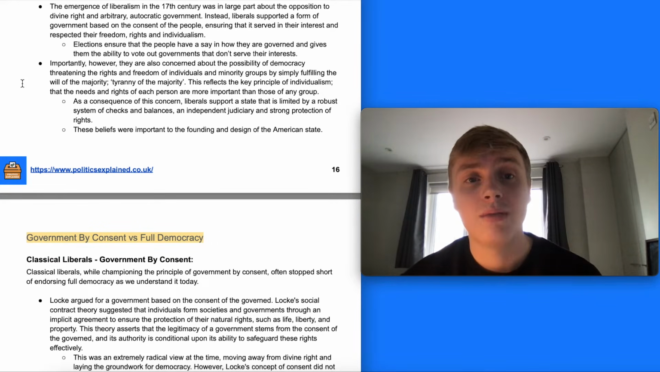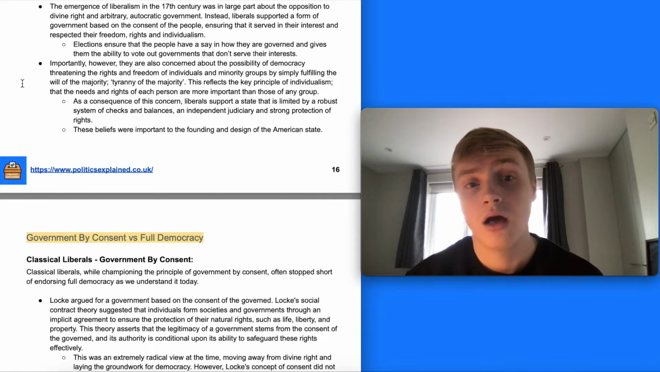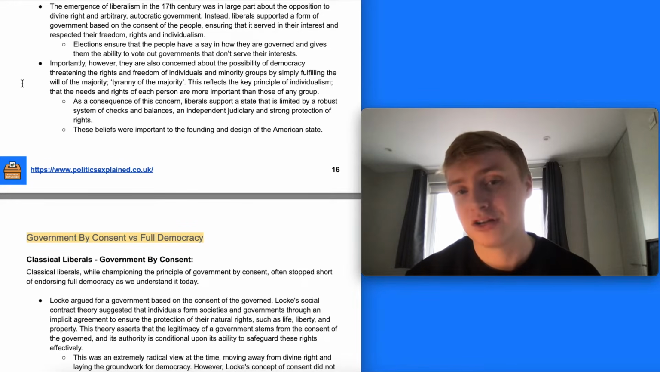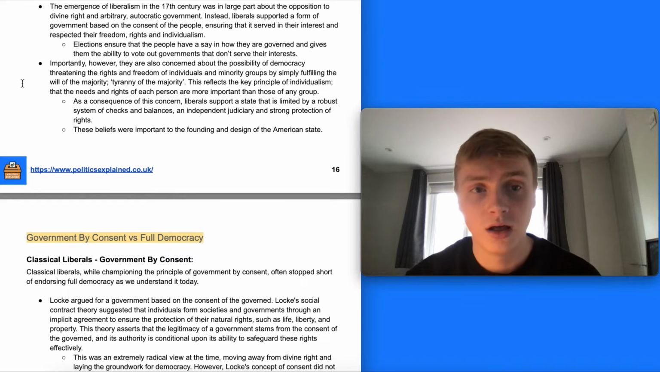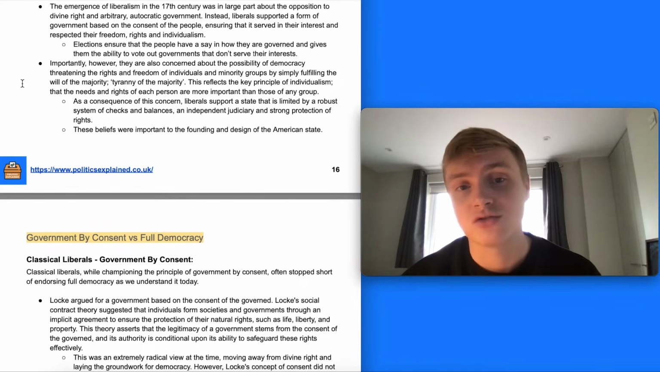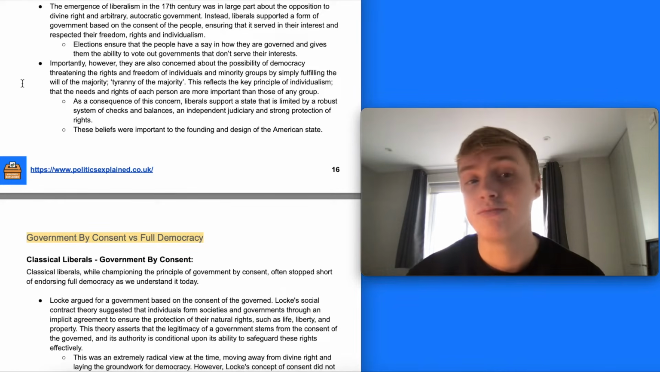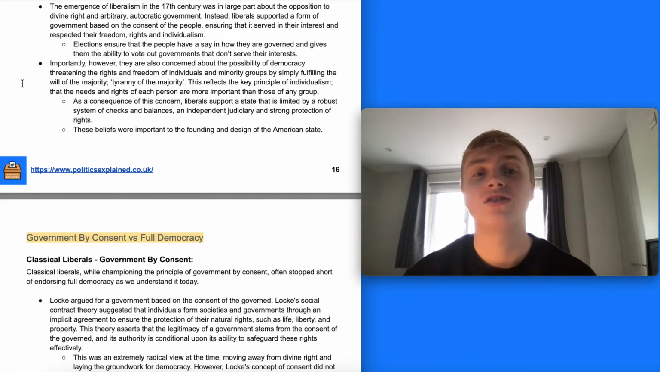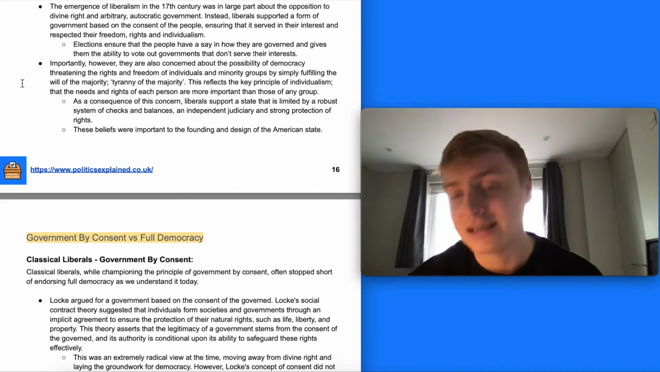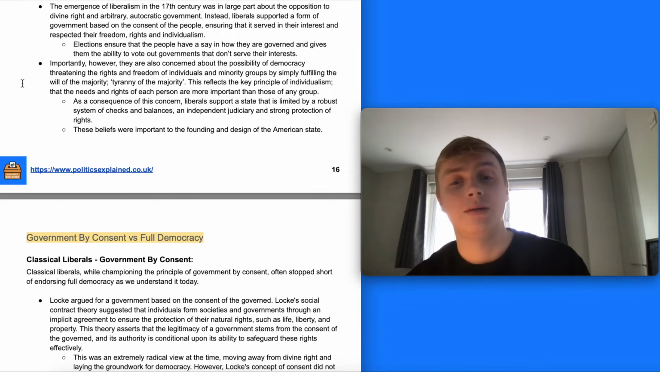Importantly, however, they're also concerned about the possibility of democracy to threaten the rights and freedom of individuals through tyranny of the majority. And this reflects their principle of individualism, that the needs and rights of each person are more important than those of any group. As a result, they support a limited state, and a very liberal state embodies this with checks and balances, separation of powers, and an independent judiciary that you see in the American state.